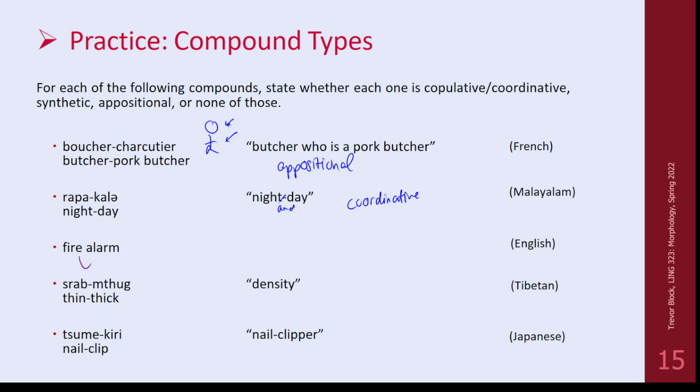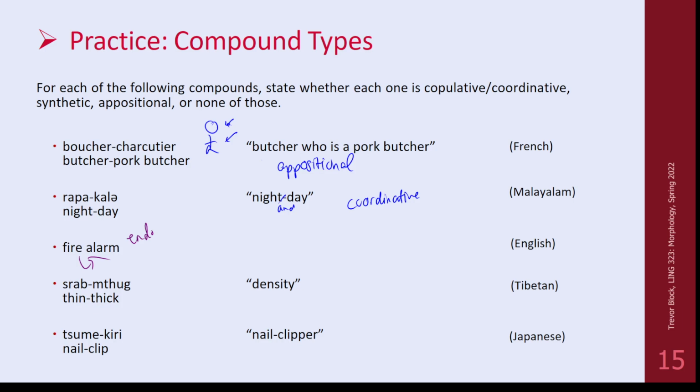Fire alarm is simply a type of alarm. This is just a simple endocentric compound. It is none of the other ones. It's not both a fire and an alarm. It's not noun incorporation here. This is just a regular endocentric compound.